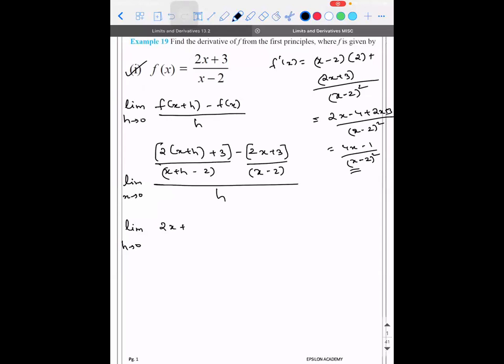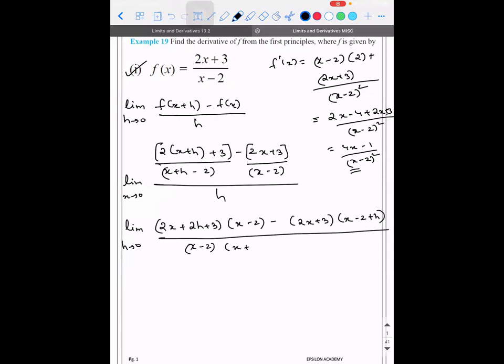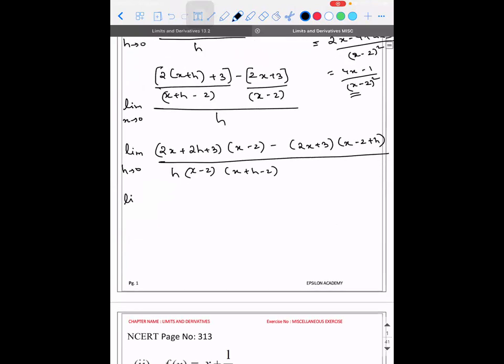So 2x plus 2h plus 3 into x minus 2, minus of 2x plus 3 into x minus 2 plus h, divided by x minus 2 into x plus h minus 2 into h. Four x minus 4x, 2x square. Did you understand what I did? I took LCM, I just cross multiplied, divided by the products of the denominators.